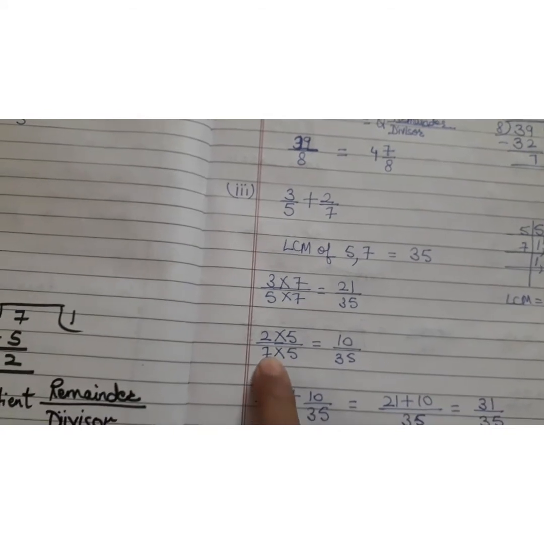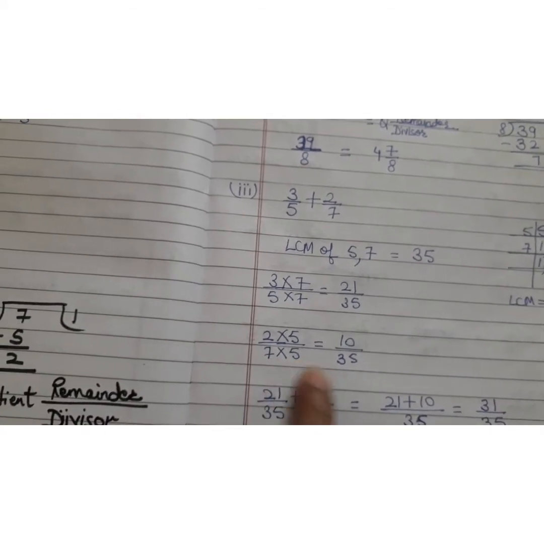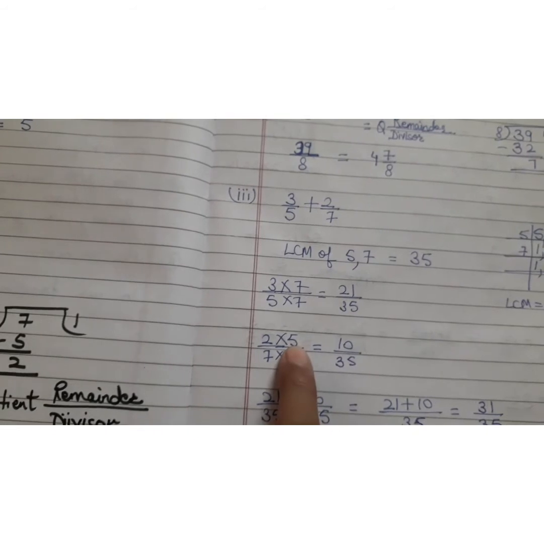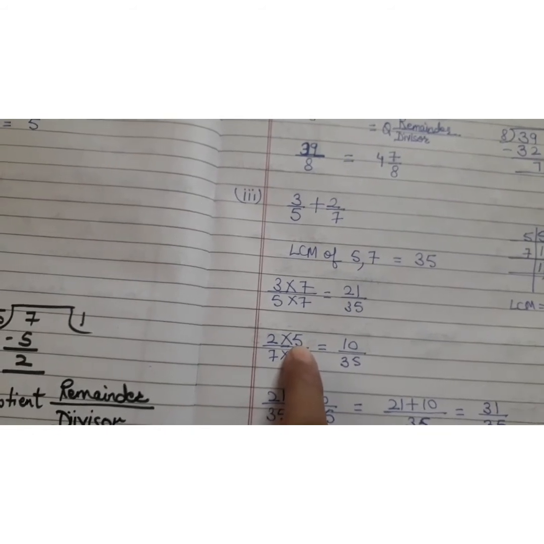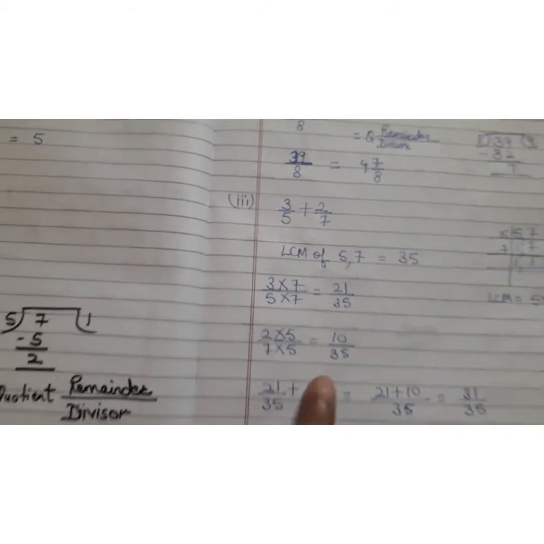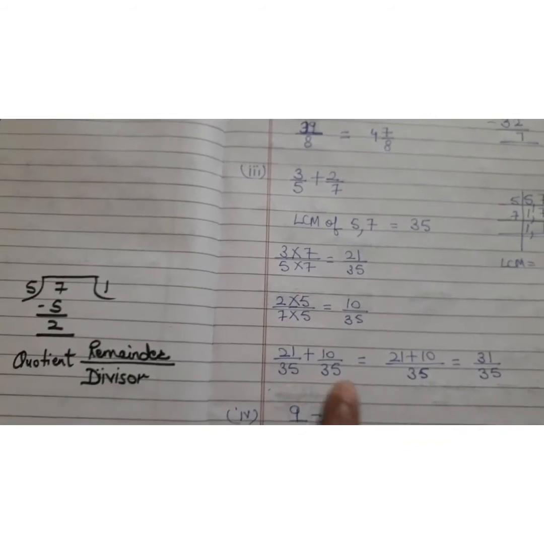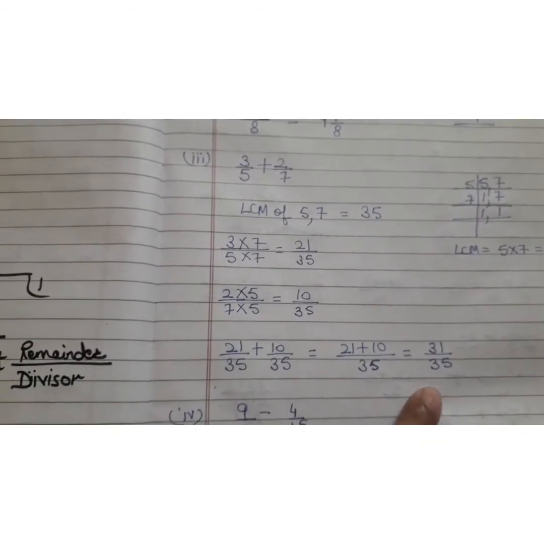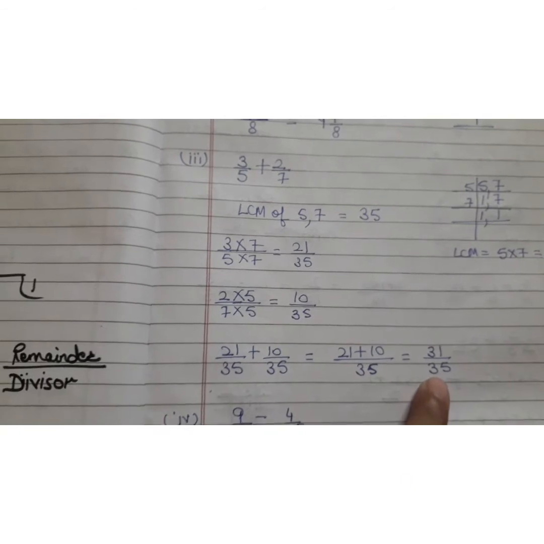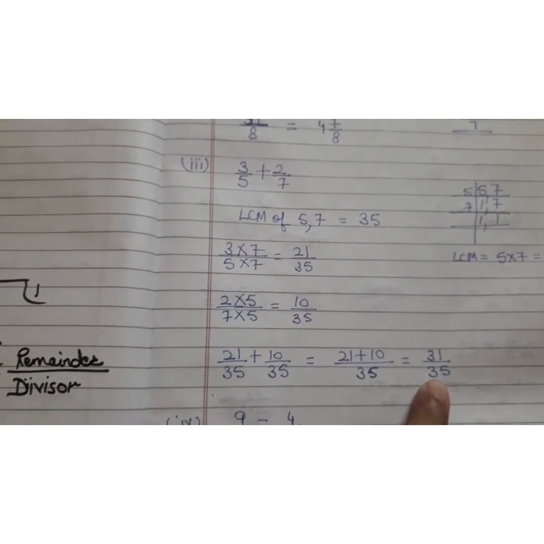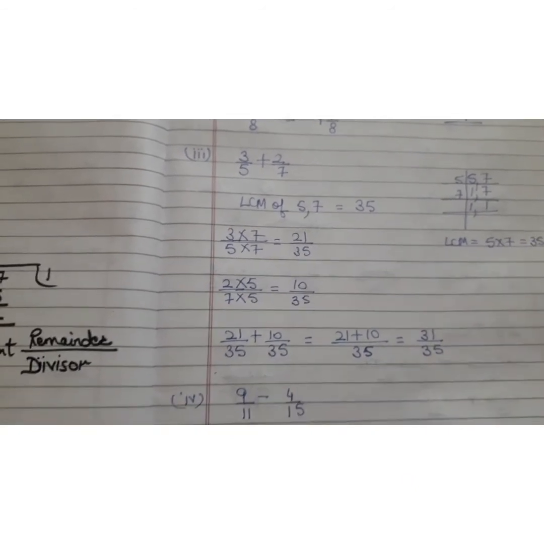Take the second fraction 2 by 7, multiply it with 5 to get 35 here, and multiply it with the same number in the numerator itself. You will get 10 here. Add up these fractions, you will get 31 by 35. It is not possible to convert this into a mixed fraction, so 31 by 35 is your answer.